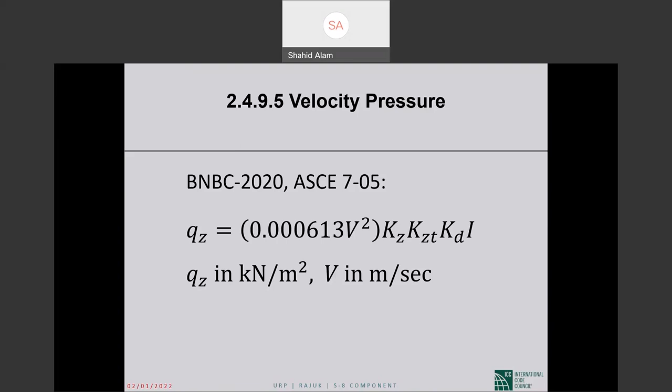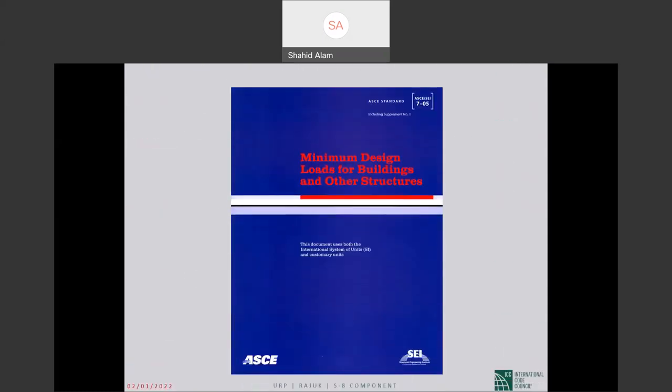Then we have a number of modification factors, which are all important. Okay? K sub z, K sub zt, K sub d, and I. Now in the equation, very importantly, the Q sub z is in kilonewton per square meter. V is in meters per second. You have to know that and always remember that.